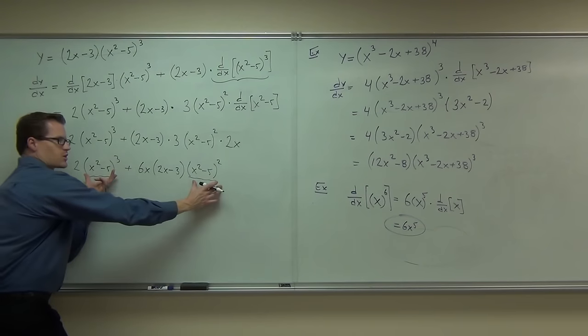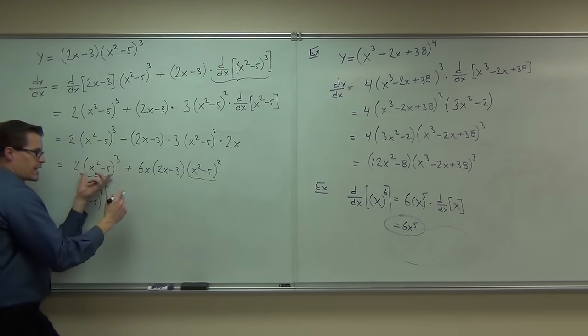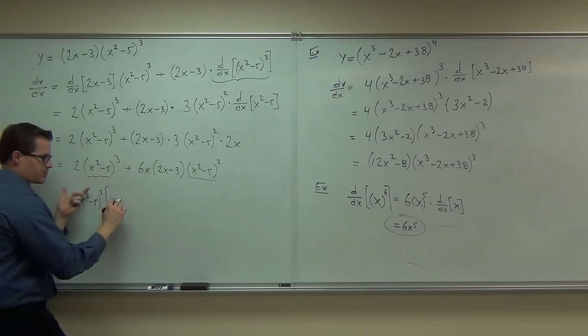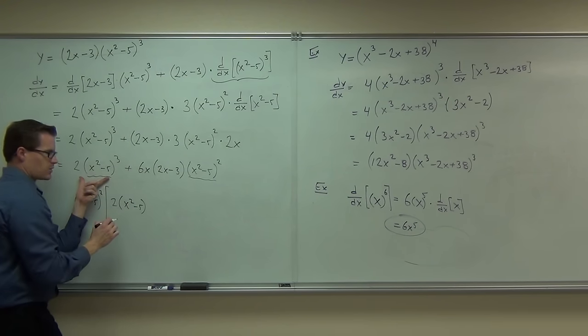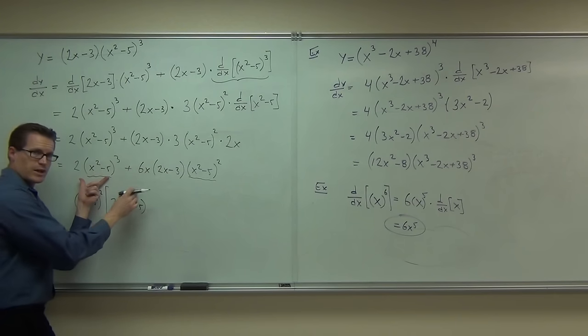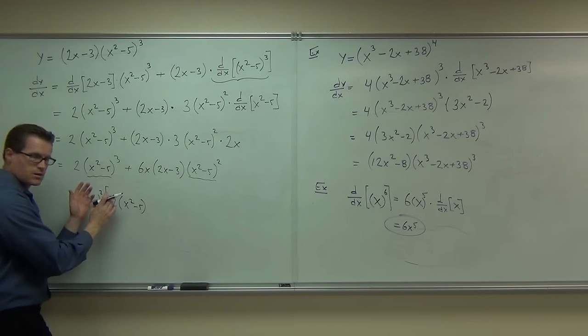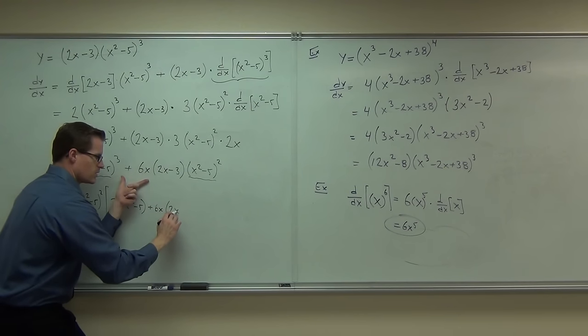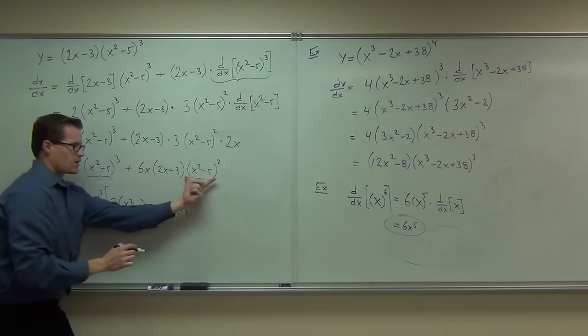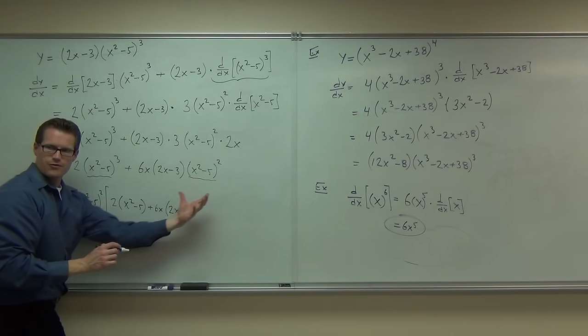If I pull out the x squared minus 5 squared, what I end with is 2. 2's still there. X squared minus 5 to what power? 1. Good, because I pull out 2 of those things. Does that make sense to you? Plus 6x, 2x minus 3. Are there any of these left? No. I've factored that out.